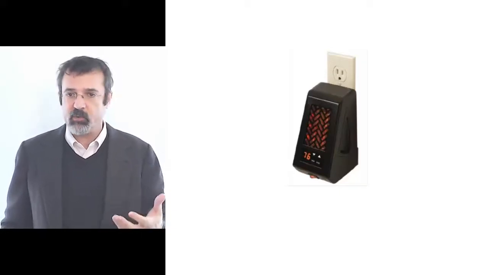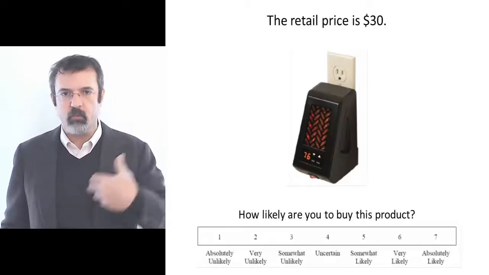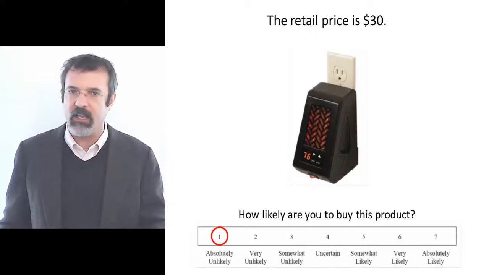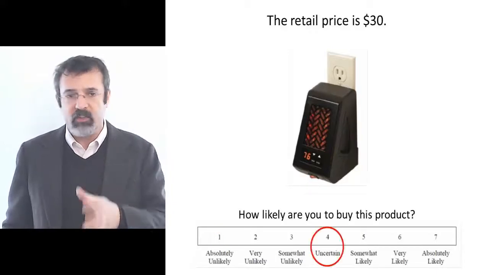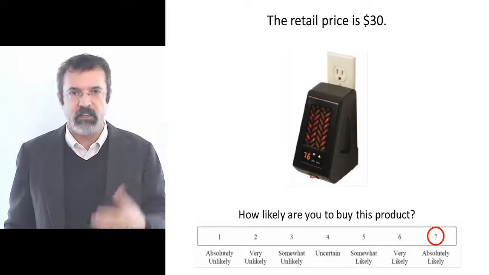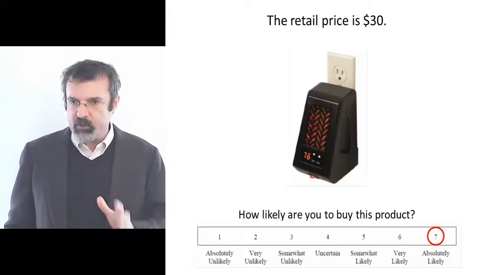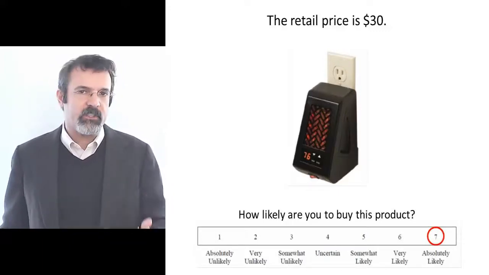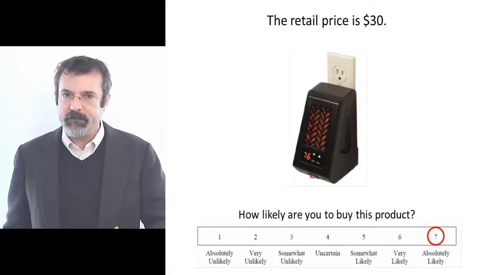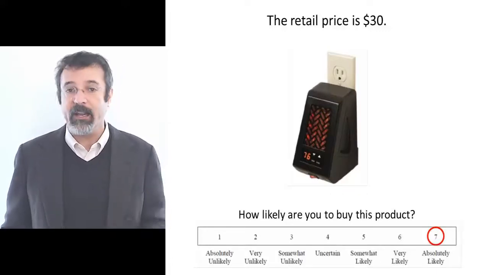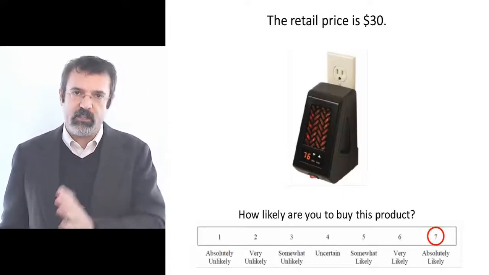Suppose we take a group of subjects and describe to them a product and ask them how likely they are to purchase this product. The subjects respond on a scale of 1 to 7, where 1 means they're very unlikely to purchase the product, 4 means that they're neutral, and 7 means that they're very likely to purchase the product. What we're interested in is how alterations in the pricing of the product affect the subject's likelihood of buying the product. So we split our subjects into two groups.